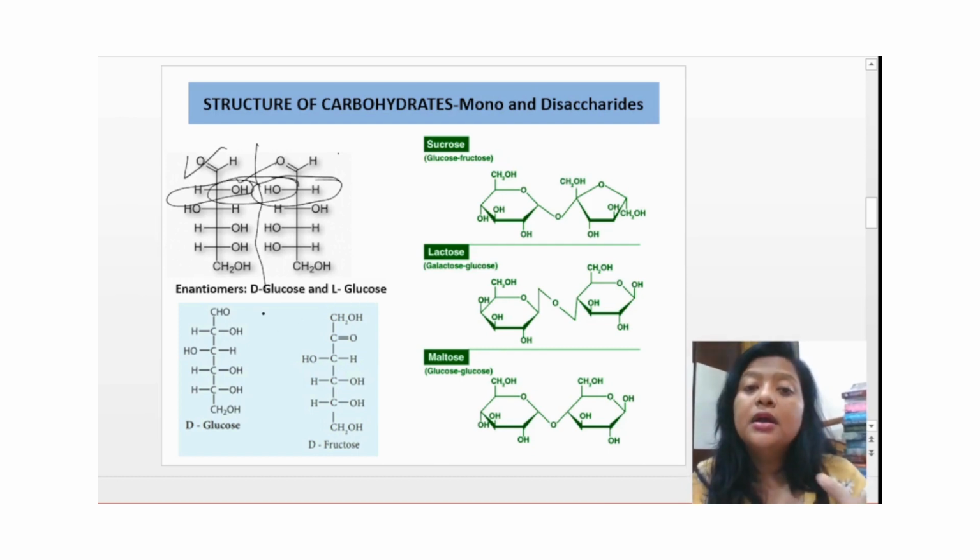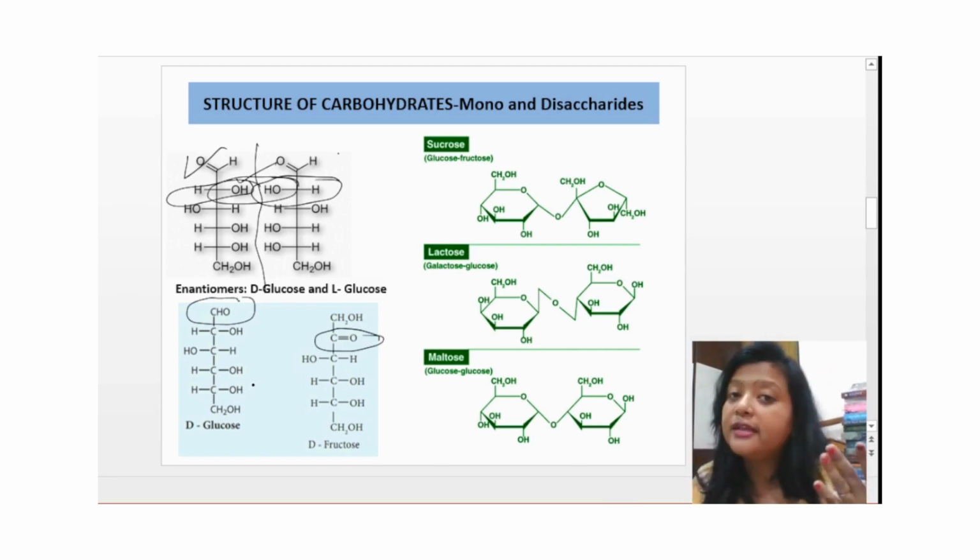Next, we'll come to the types of monosaccharides, that is glucose and fructose. Glucose and fructose both have the same molecular formula. They are isomers, but the difference is the presence of a certain group. In glucose we have the aldehyde group, CHO, or you can say aldose, and in fructose we have the ketone group, also known as ketose. This is the difference between the two isomers.